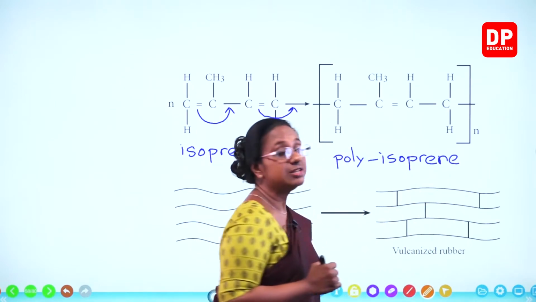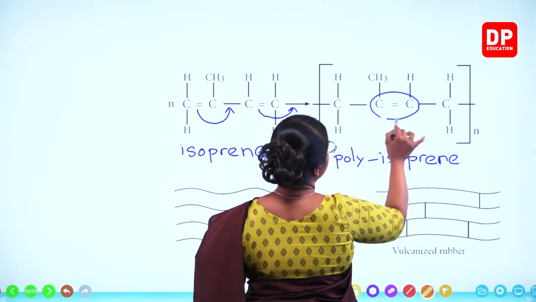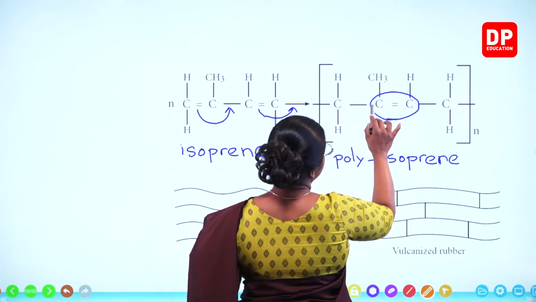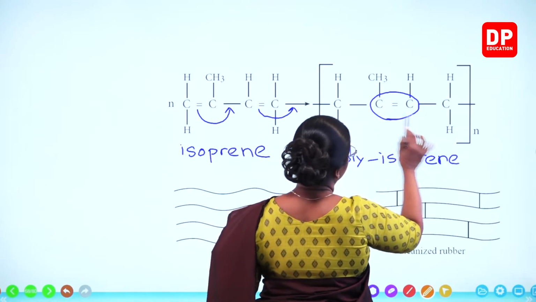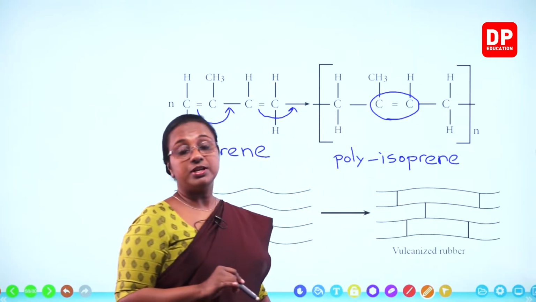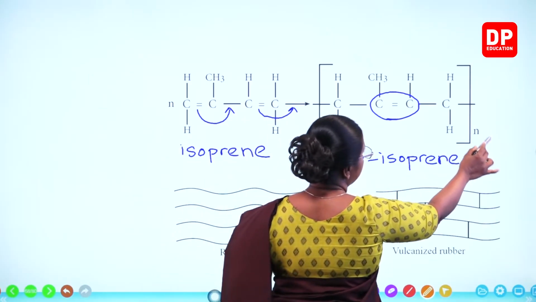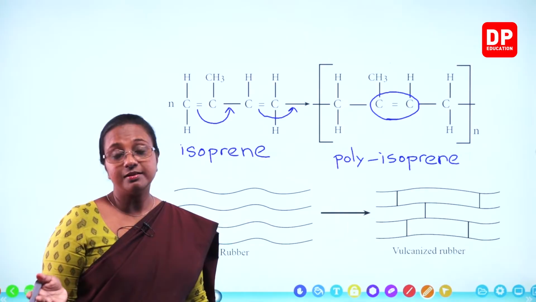Polyisoprene is the natural rubber. So here you can see the position of the double bond has changed. You have CH2, C, CH3, double bond, CH, then CH2. That is the repeating unit of rubber. So when there are n number of such molecules, it is the polyisoprene or the natural rubber.